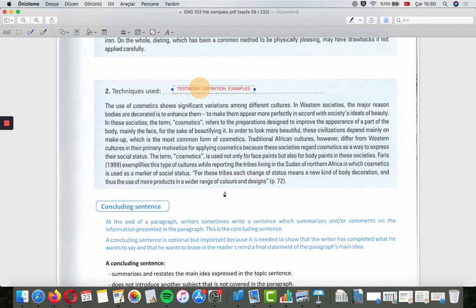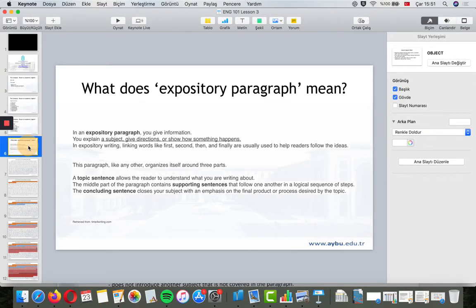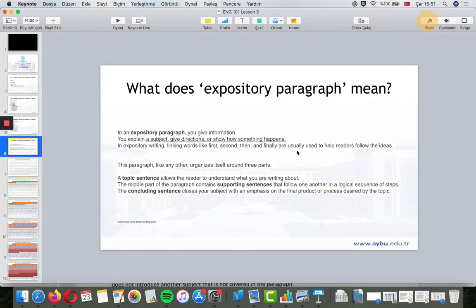Okay. Now, this is it from the book for this week. And now we will move on with my presentation. I have some extra bits for you. Arkadaşlar, let's start with this.